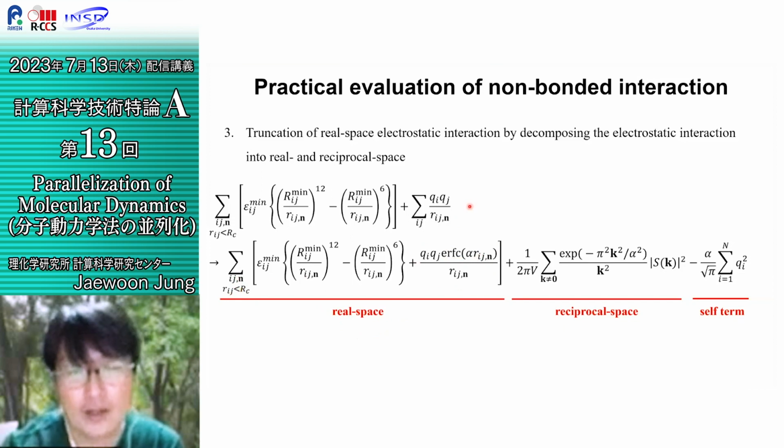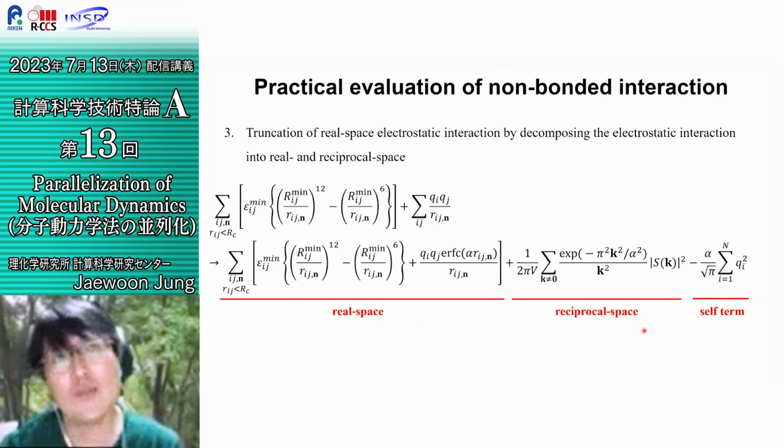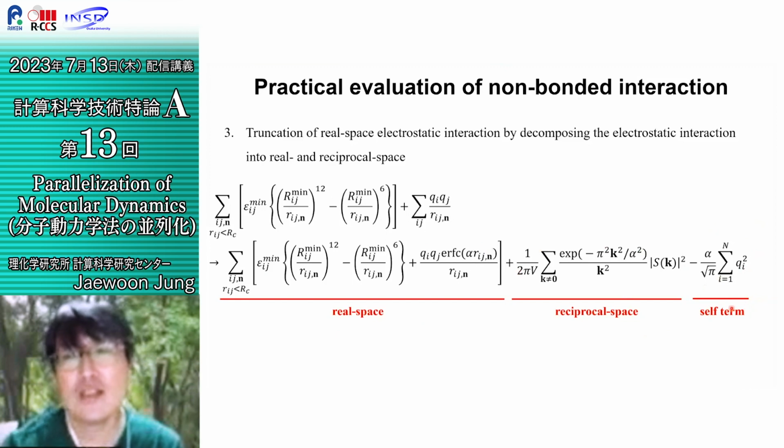But there are still long-range interactions, and for such long-range interactions we make use of reciprocal space interaction. In other words, it is also named K-space or inverse space, and so on. And there is also an additional term, but because this is a constant, we can just neglect it in MD.